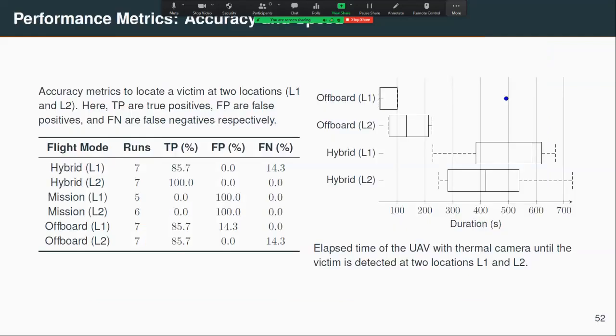Okay. The system was also performant using thermal imagery. So as you can observe here, in mission mode, the amount of false positives was extremely high, and that resulted in hybrid mode expending significantly more time to explore areas triggered by false positives and discarding them.